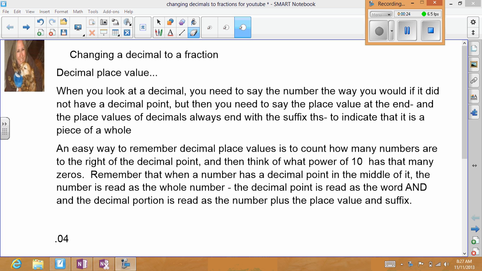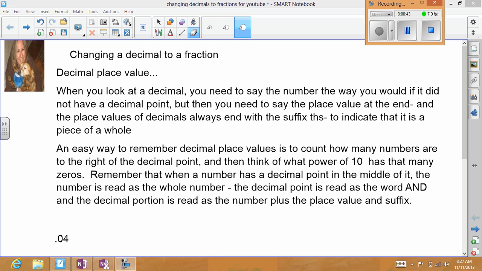An easy way to remember decimal place values is to count how many numbers are to the right of the decimal point, and then think of what power of 10 has that many zeros. Remember that when a number has a decimal point in the middle of it, and the number is read as the whole number, the decimal point is read as the word "and" and the decimal portion is read as the number plus the place value and suffix.